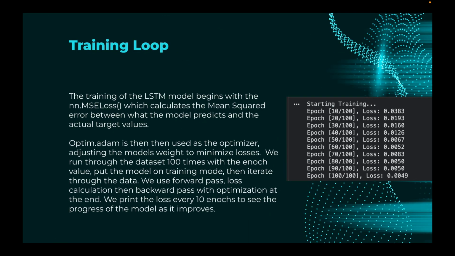Next, we have the training loop. The training of the LSTM model begins with the nn.MSELoss loss, which calculates the mean squared error between what the model predicts and the actual target values. optim.Adam is then used as an optimizer, adjusting the model's weights to minimize the losses. We run through the dataset 100 times with the epoch value, put the model on training mode, then iterate through the data. We use forward pass, loss calculation, then backwards pass with optimization at the end. We print the loss every 10 epochs to see the progress of the model as it improves, which we can see here on the right, as the loss progressively gets smaller and smaller.